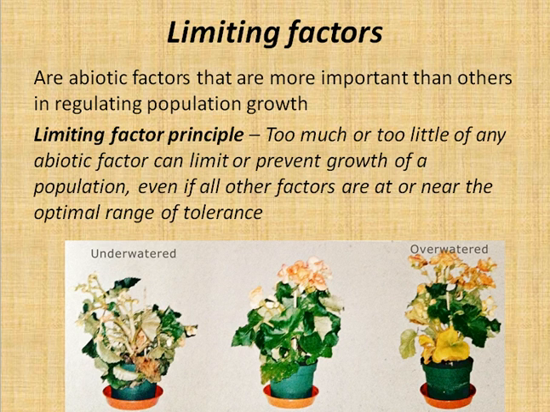These aren't just required for plants, but they can also be limiting factors and are limiting factors for most other organisms on the planet. The limiting factor principle states that too much or too little of any abiotic factor can limit or prevent growth of a population, even if all other factors are at or near the optimal range of tolerance.